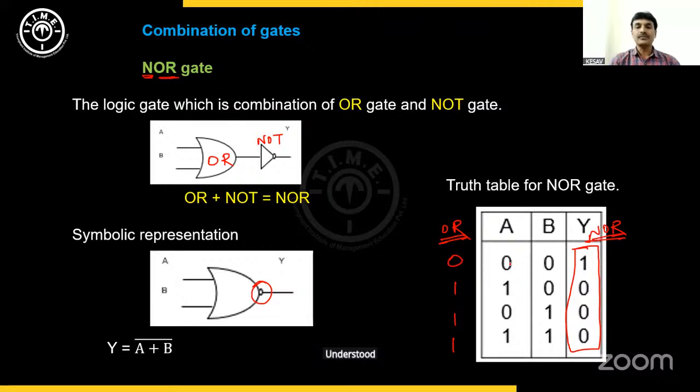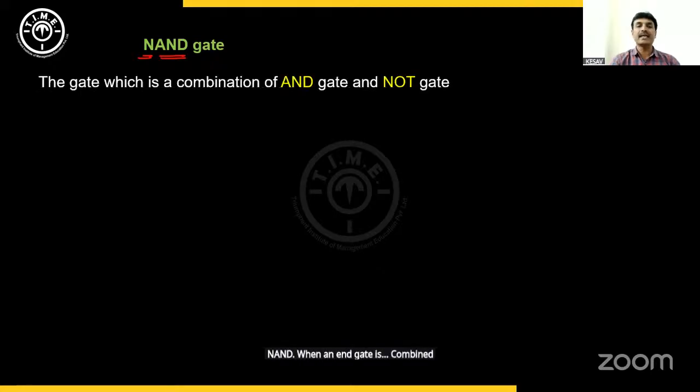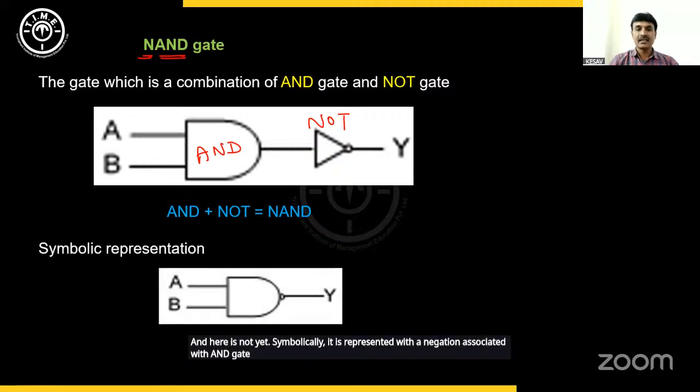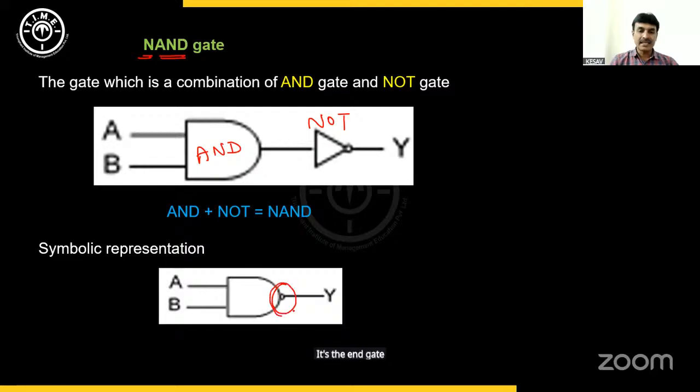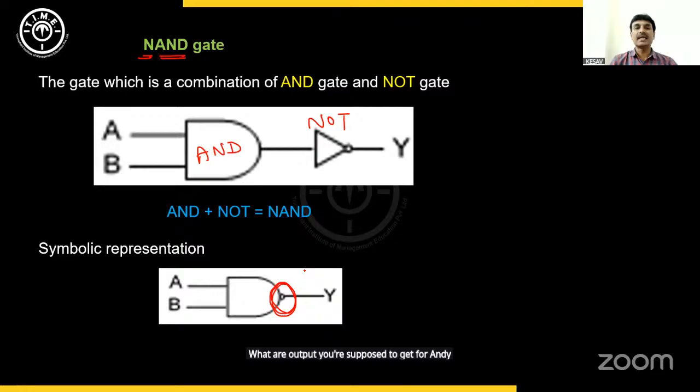Understood? Next, another gate, the NAND gate, which is not AND. When an AND gate is combined with a NOT gate, the resultant is a NAND gate. So this is an AND gate and here is a NOT gate. Symbolically, it is represented with a negation associated with the AND gate. See, an AND gate with a negation here, a small circle. That means the output is reversed. Whatever output you are supposed to get for an AND gate, that will be reversed.